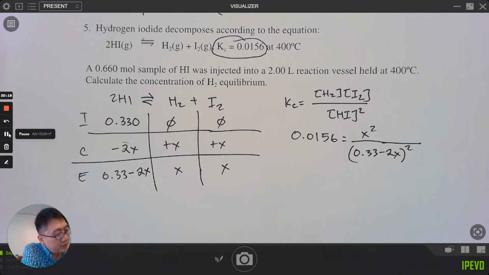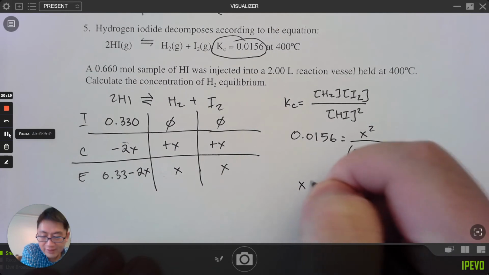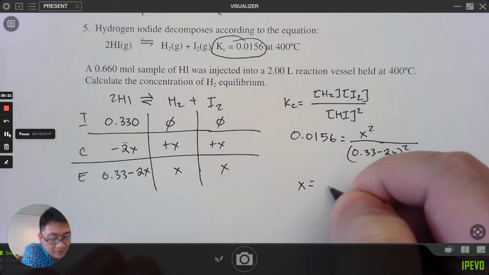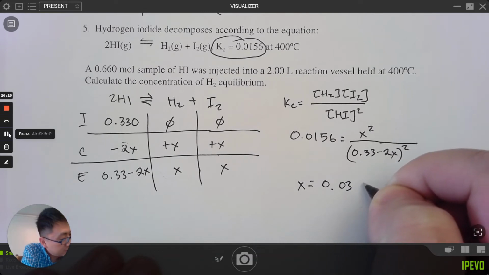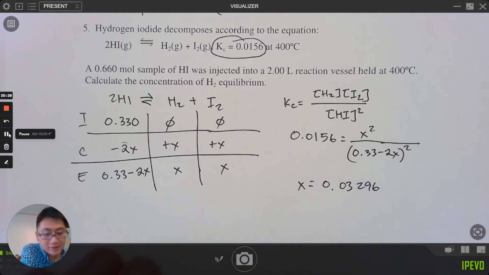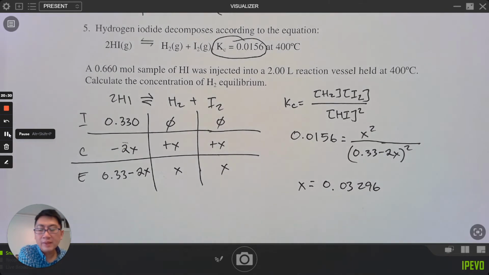Okay, do whatever you have to do to solve for x. I've already done this, so I'm just going to write it. X is equal to 0.03296. Don't worry about sig figs. Okay, but I found x, and I will show the work afterwards.